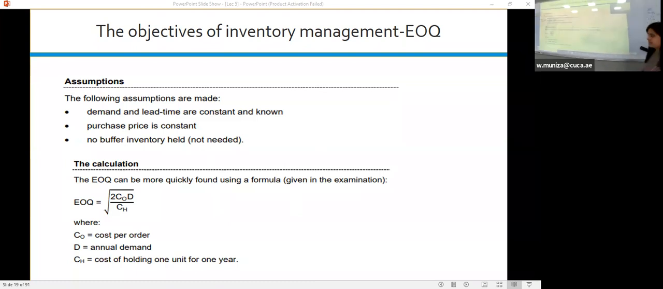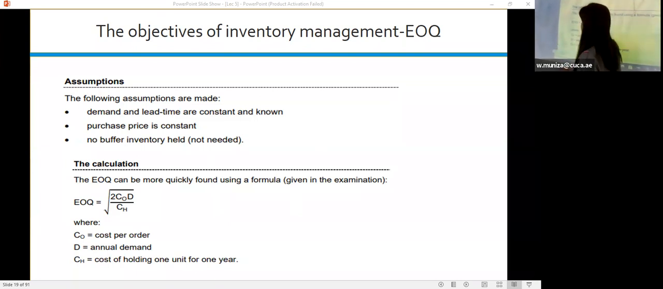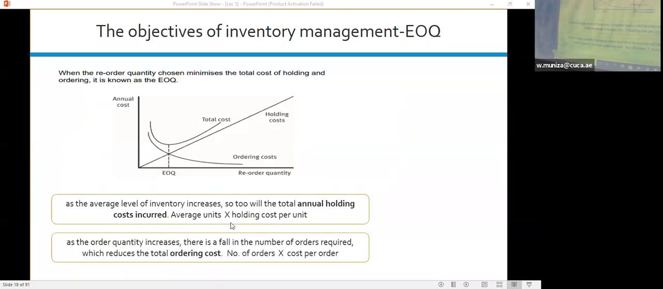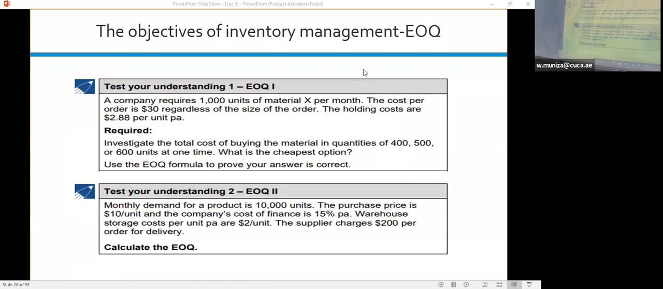One thing which you need to consider in the exam, sometimes I have seen students take annual cost of ordering here. This is the cost per order. Okay, D is annual demand, and CH is cost of holding 1 unit for 1 year. This is not the annual holding cost, okay? Previous formulas which we have seen, students, these formulas are for annual holding cost and annual order cost, okay? But the formulas which we are going to use here are cost per order and cost of holding 1 unit, okay? So try to differentiate this as well.